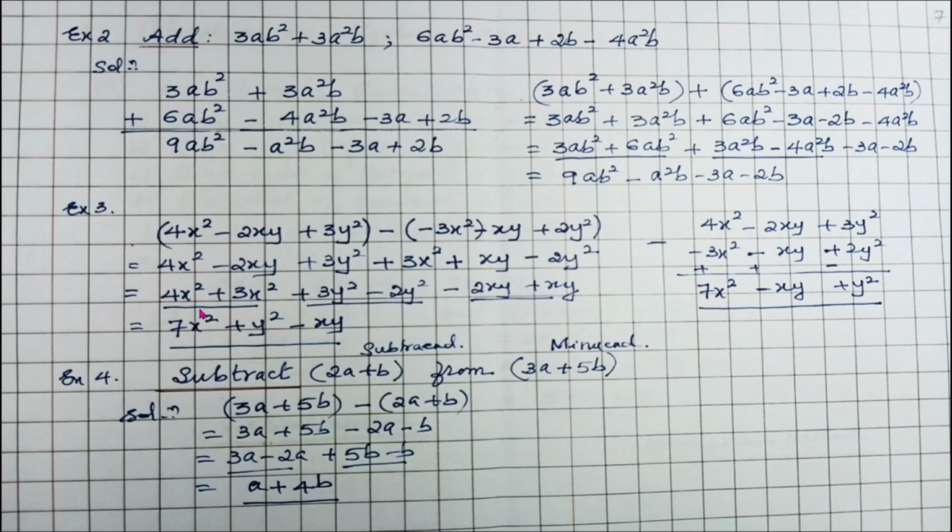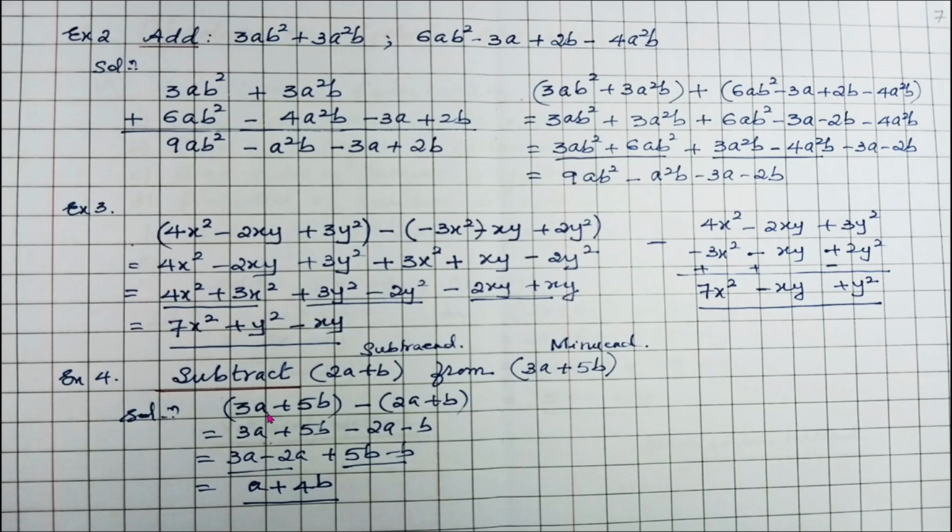Now bring the like terms together. We have 4x² here, 3x², and we have 3y² here, 2y², and −2xy and +xy. Now add them following the rules of integers. 4 and 3 is 7x², plus 3 minus 2 becomes 1y², that is y². Then minus 2 plus 1 becomes minus xy. So that is the difference of these two algebraic expressions. You can even go for the vertical method.